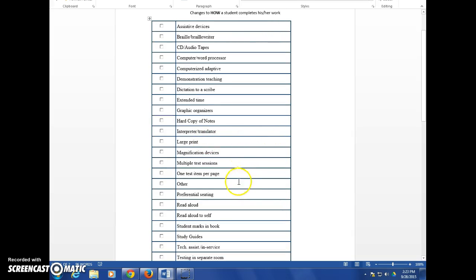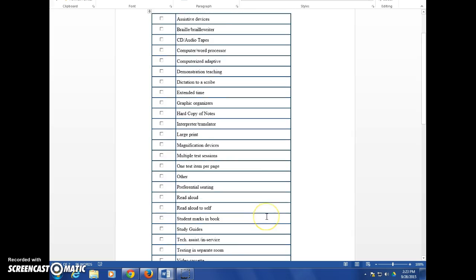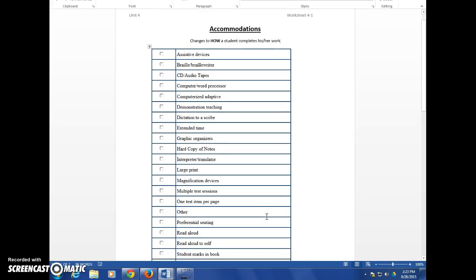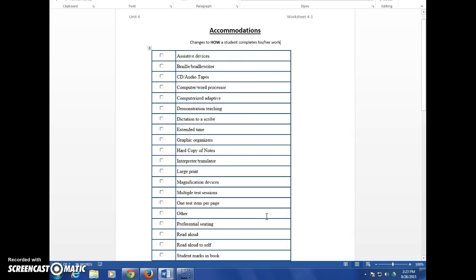Larger print, preferential seating, things can be read aloud to you. You can get study guides. You can test in a separate room. A lot of people use that. Extended time, a lot of people use that. There's a whole list here, and you can look through them. These are not changes to what's expected, just how they're expected.